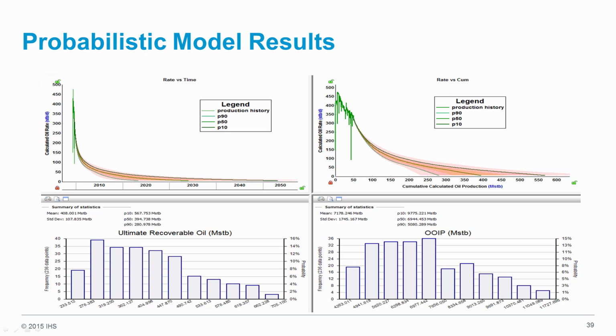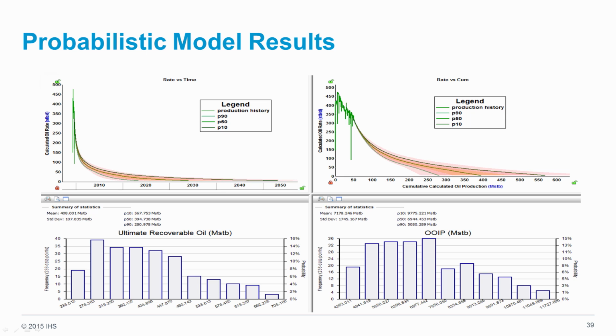If I want to choose a conservative number, I can tell my manager this well is going to produce 280,000 barrels, and I'm 90% sure of that. Similarly, if I'm feeling a little aggressive, I can tell him, well, this well could produce 567,000 barrels. But deep down, I know that there's a 10% chance of that happening.